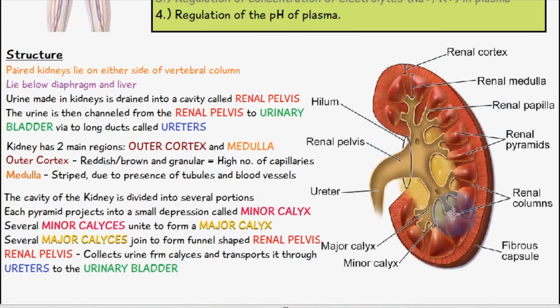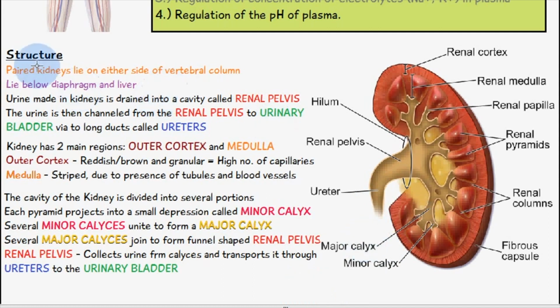So we can see here's a cross section of the kidneys. You can see how it's got the cortex on the outside, the medulla. Then it drains into the renal pelvis, the ureter, and then eventually, you can't see it in the diagram, but we'll have the urinary bladder.